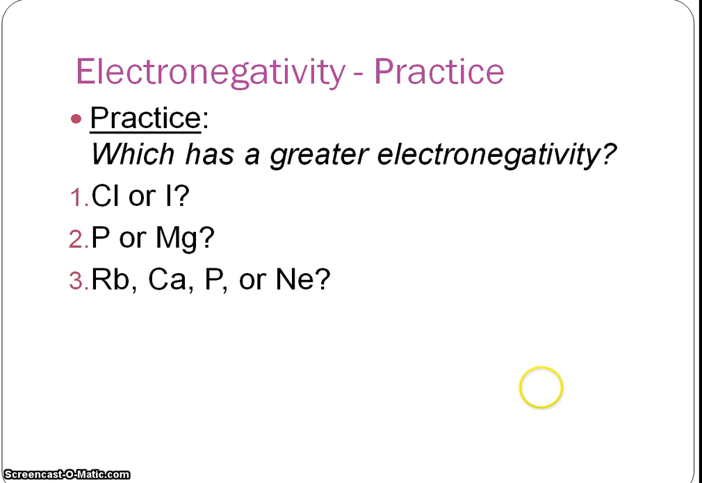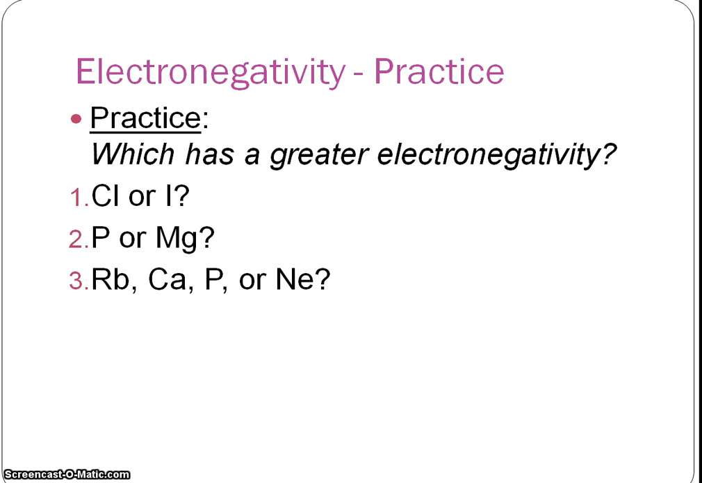So take a minute and pause this video and see if you can figure out which of these elements has a greater electronegativity, and then check your answers. For the first one, you should have gotten chlorine because it's higher up on the periodic table, which means it has fewer valence electrons. So that electron is going to be more attracted to that smaller atom. Phosphorus versus magnesium. Phosphorus is farther to the right, which means it has more protons. So the electron is going to be more attracted to it.